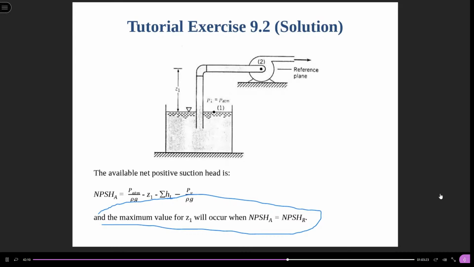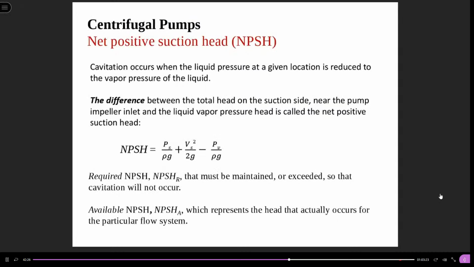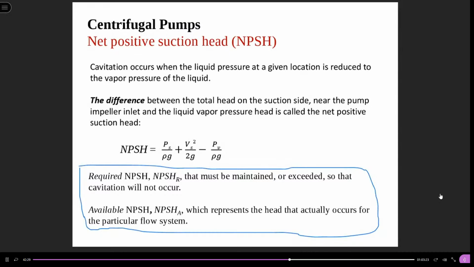The maximum value for this part will occur when available net positive suction head is equal to the required net positive suction head, right? Because of this. You have learned in chapter 8.